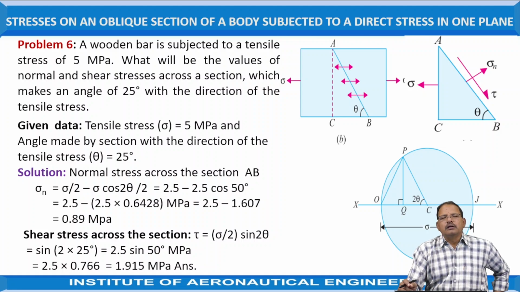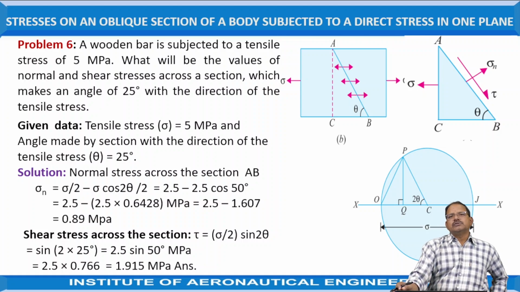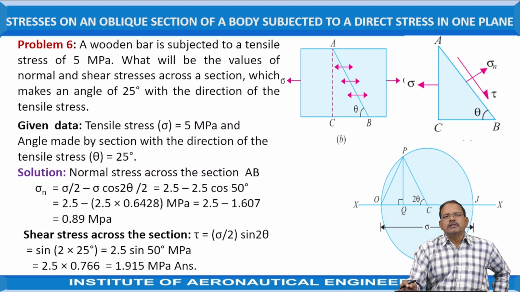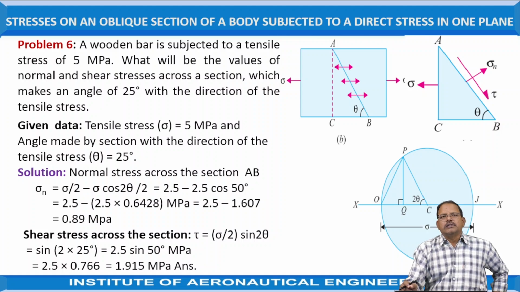Here, we are solving these problems by using Mohr's circle. Mohr's circle, when compared to the analytical method, is a method to determine the normal and shear stress as well as the resultant of normal and shear stress easily by constructing a circle. It is known as Mohr's circle.